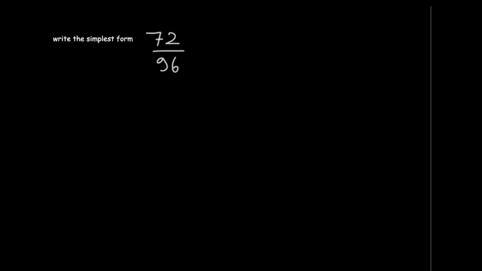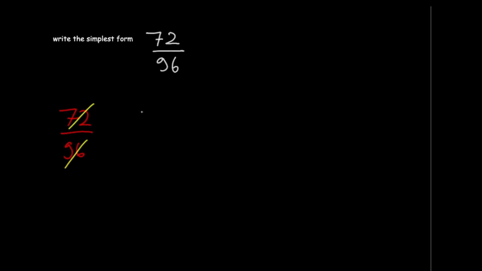Now let's find the simplest form of this fraction. To do that, you have to divide both the numerator and the denominator by the same number. So let's just write it again here: 72 over 96. Now we can actually divide both by 12, but let's say that you can't see that right away. Well, you can just simply divide both by 2 and see where it goes.